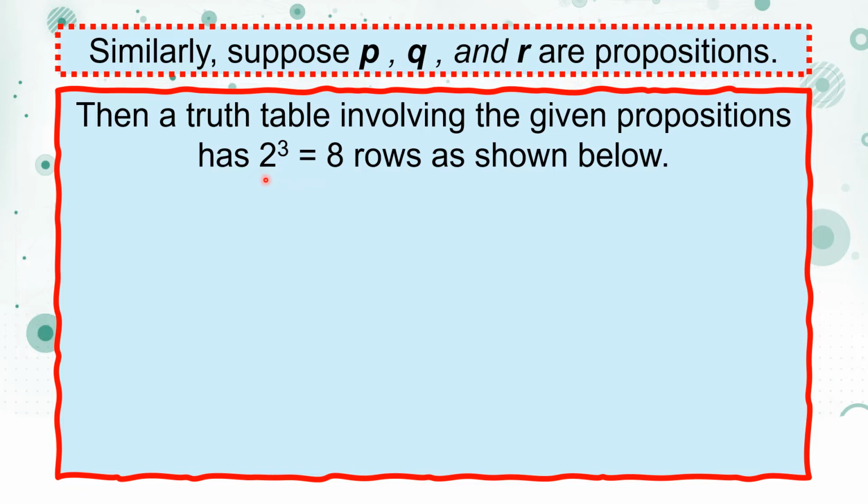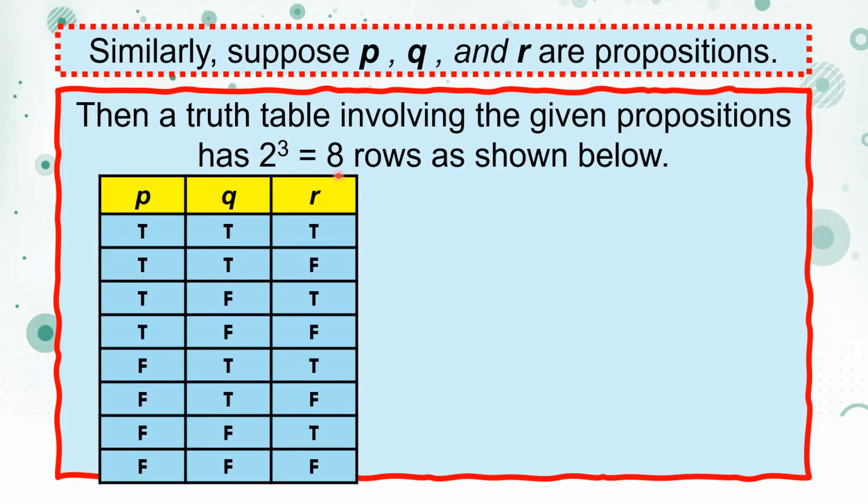Yung 2 dito ay nakuha sa possible truth values which is true or false. At yung 3 dito ay ito yung bilang ng ating proposition. So, since we have P, Q, and R, meron tayong tatlong propositions. So, 3 yung ating exponent. And 2 raised to 3 is equal to 8 rows. So, ito yung ating truth tables sa ating P, Q, and R.